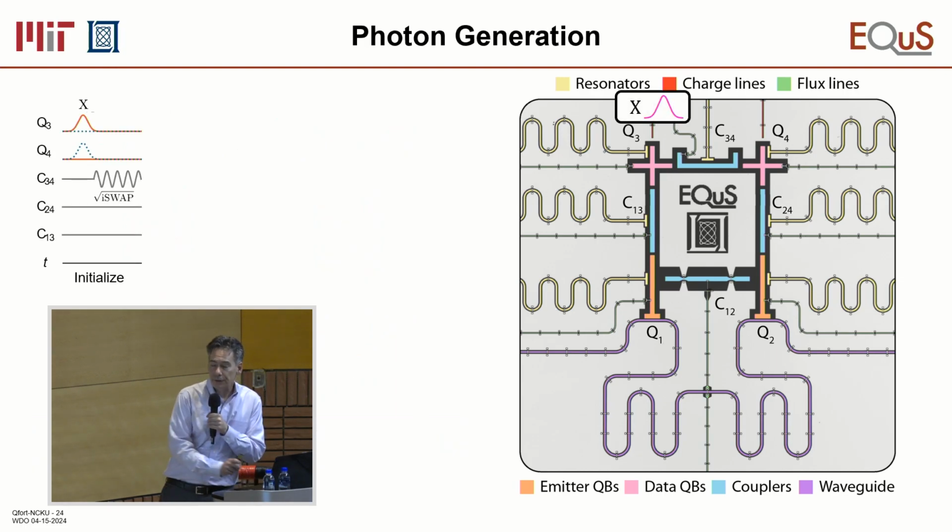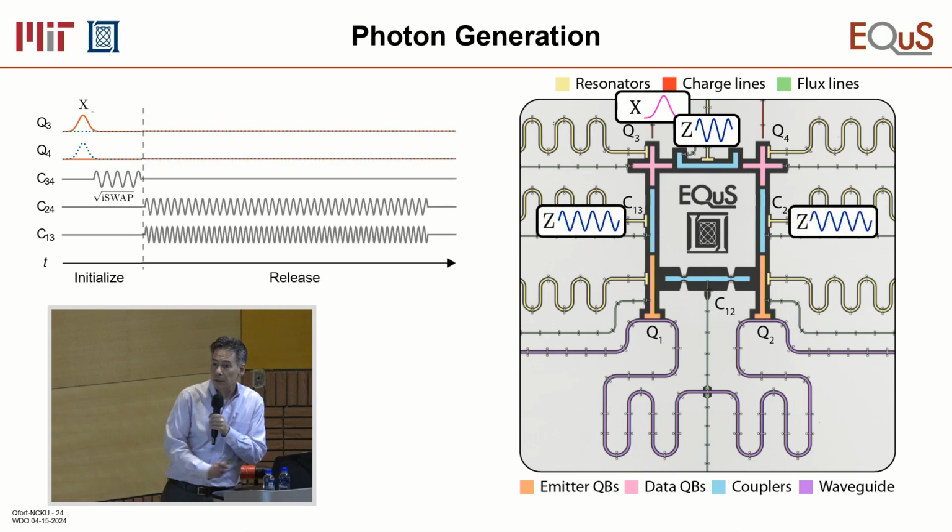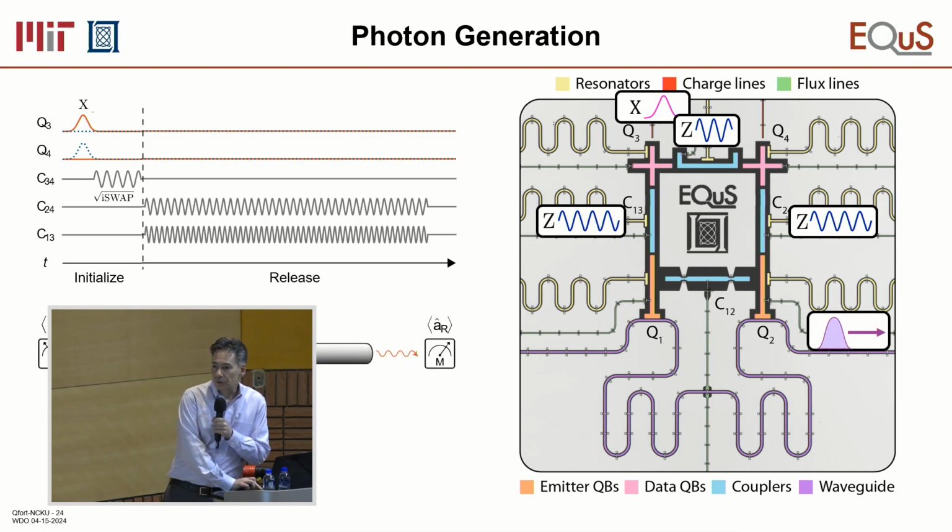So if we want to generate a photon, we first, so imagine all the qubits are in their ground state. We first put qubit 3 in its excited state. We then drive a parametric interaction which basically implements a square root of swap gate, and qubits 3 and 4 are now entangled. When we're ready to emit, we drive these 2 couplers which bring the entangled state from the top down to the bottom, and then they emit quickly.